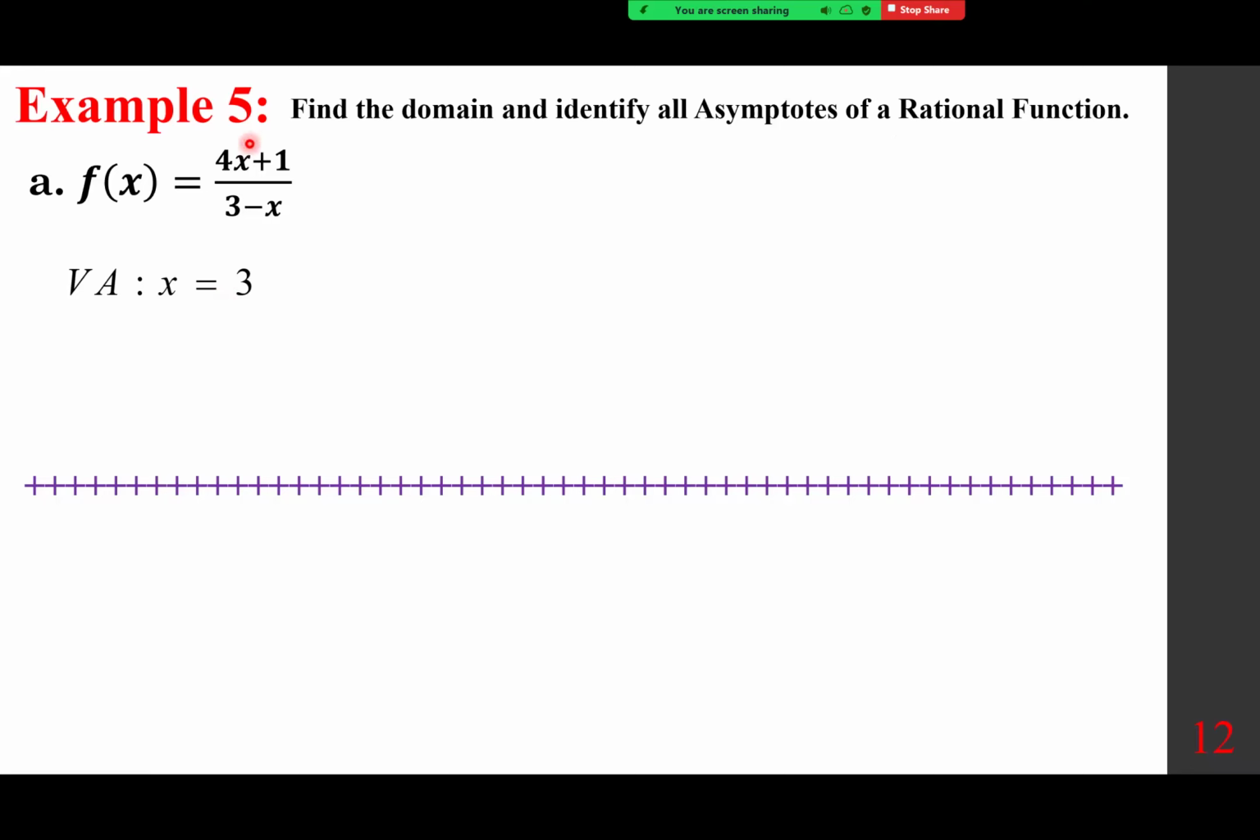Horizontal asymptote. The degree of the denominator is 1, and the degree of the numerator is also 1. So it gives you 4x over minus x. Y equals -4 is the horizontal asymptote. There is no oblique asymptote because you have either or.